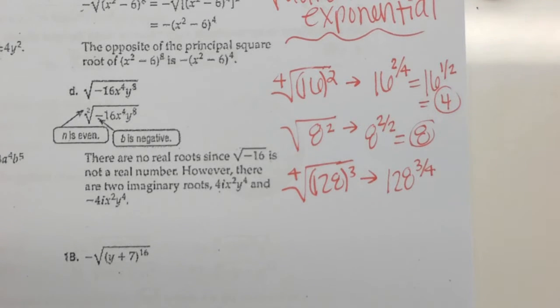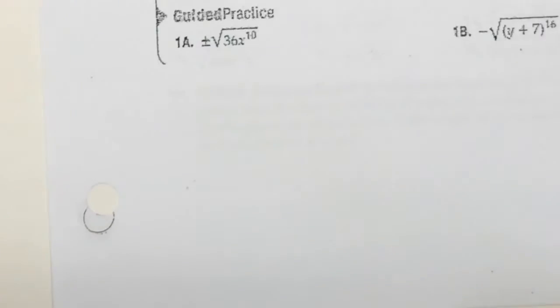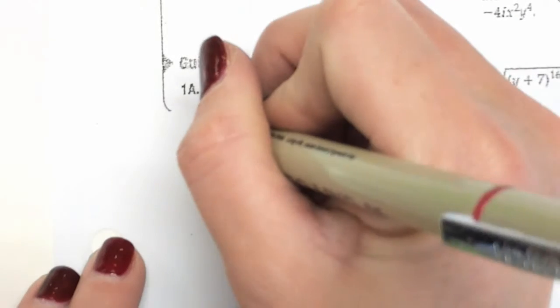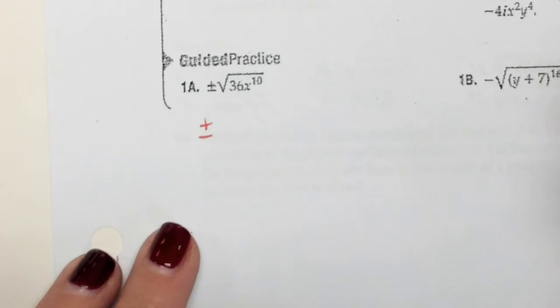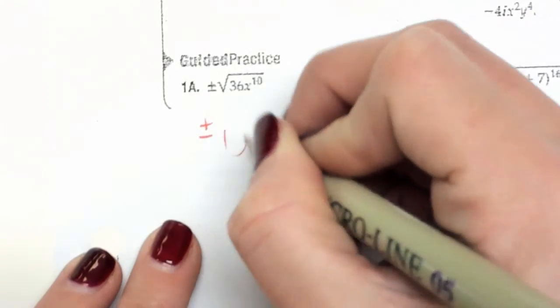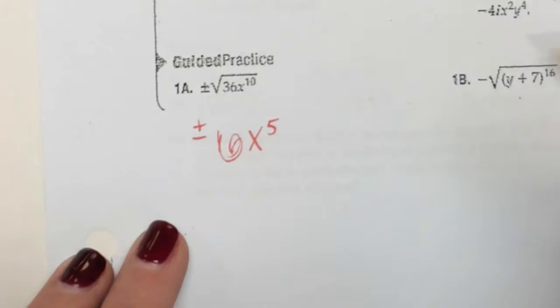Cool. Alright, the first ones we're going to do are pretty easy because it's going to divide evenly. You'll be able to take the square root, all of them are perfect squares. Like for example, this one, the square root of 36x to the 10th would be plus or minus what? 6x to the 5th. Good. Because you divide the exponents by 2.